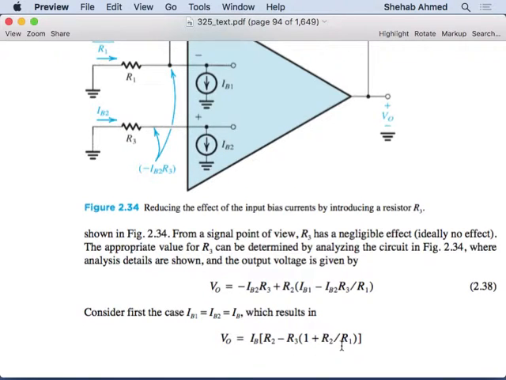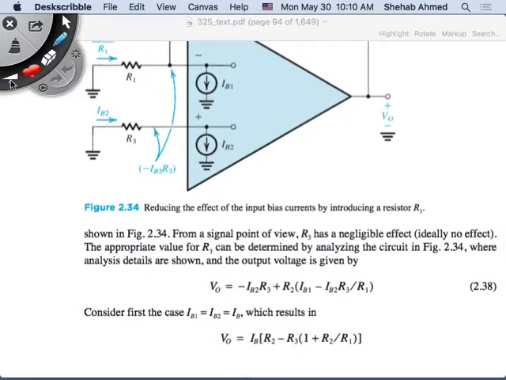How can I get rid of it? By looking at this equation, come on. Or how can I minimize it? You want the output to be zero? Yeah, I would like the output to be 0. How can I make the output equal to 0 in this case? If I make all of this equal to R2, right? I get rid of the output voltage component due to the bias current, right?